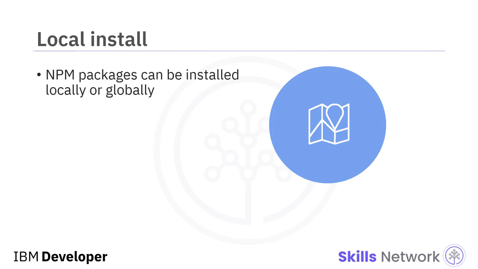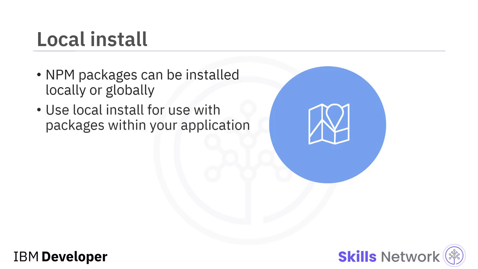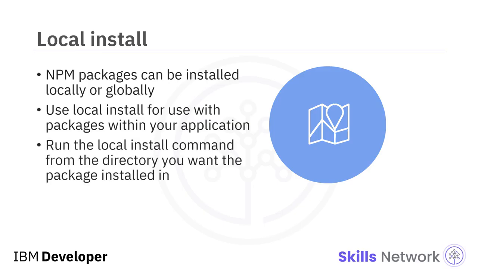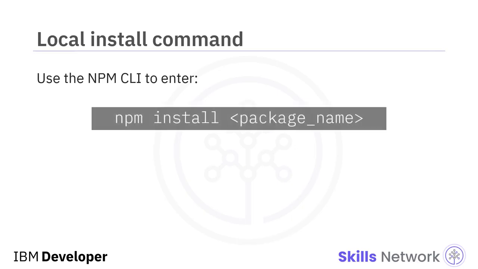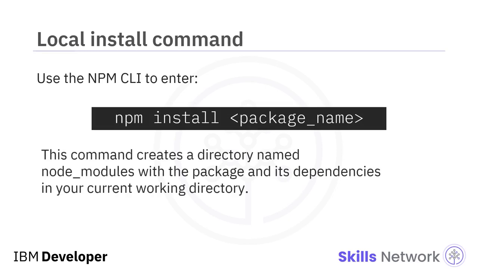There are two ways in which NPM can install packages, locally or globally. You will want to use the local install if you are installing a package you want to use within your application. Run the local install command from the directory you want the package installed in. The local install is NPM's default behavior. To install the Node modules package locally, use the NPM command line interface to enter npm install package name. This command creates a directory named Node modules with the package and its dependencies in your current working directory.